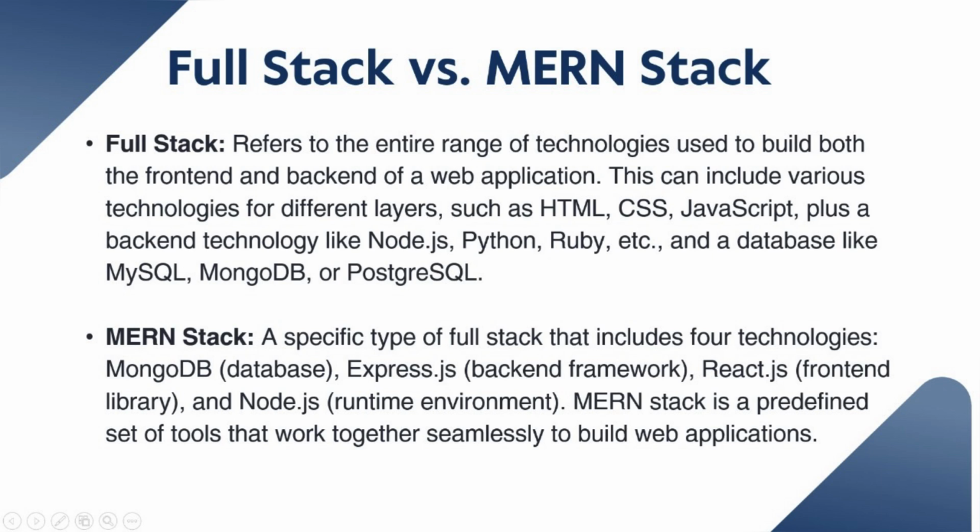MERN stack, a specific type of full stack that includes 4 technologies: MongoDB for database, Express.js for backend framework, React.js for front-end libraries, and Node.js for runtime environment. MERN stack is a predefined set of tools that work together seamlessly to build web applications.